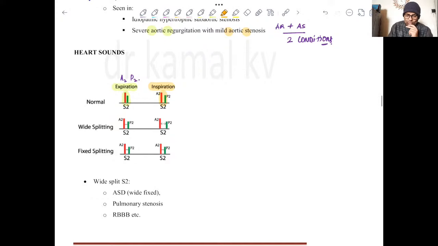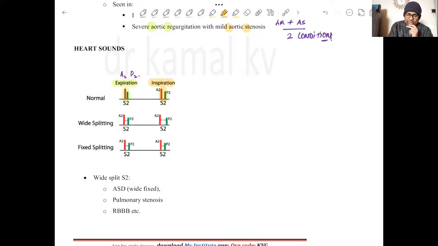and during inspiration they move a little wider, a little apart, right? So now what is happening when this gap increases further in both the phases of respiration? That is known as wide splitting. So you can see here, during expiration the gap has increased, and during inspiration the gap has become even wider.